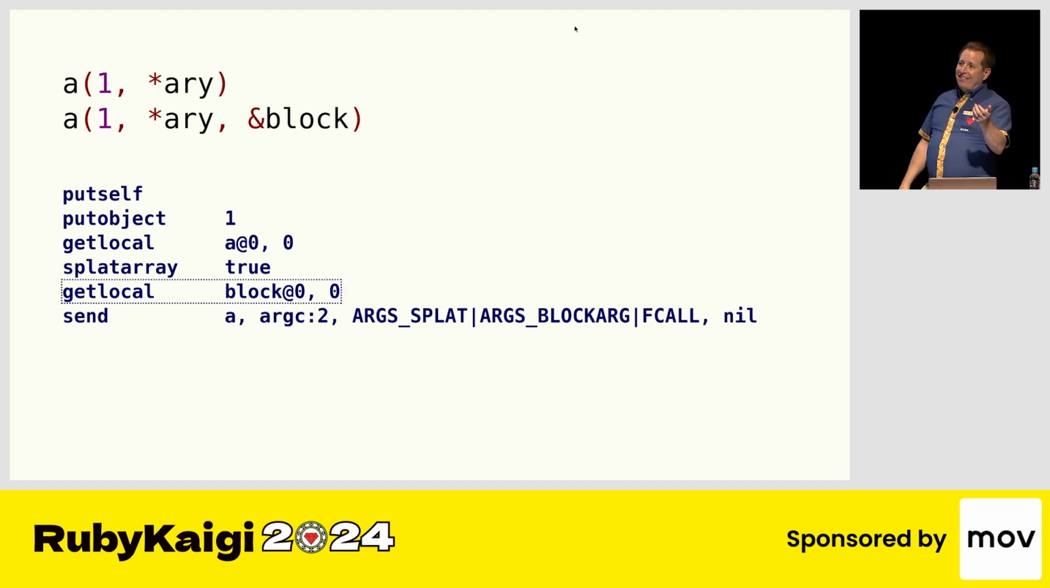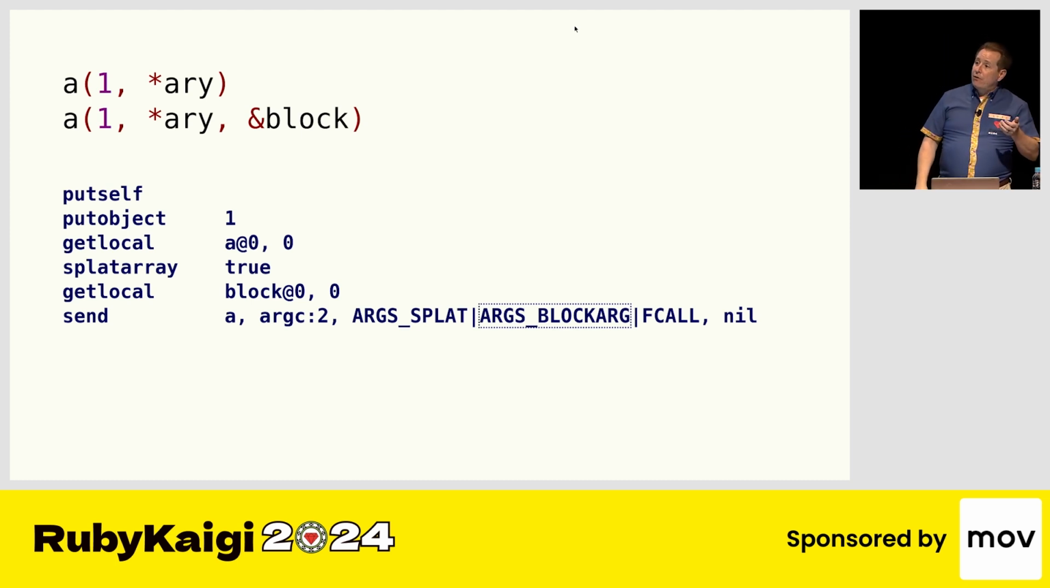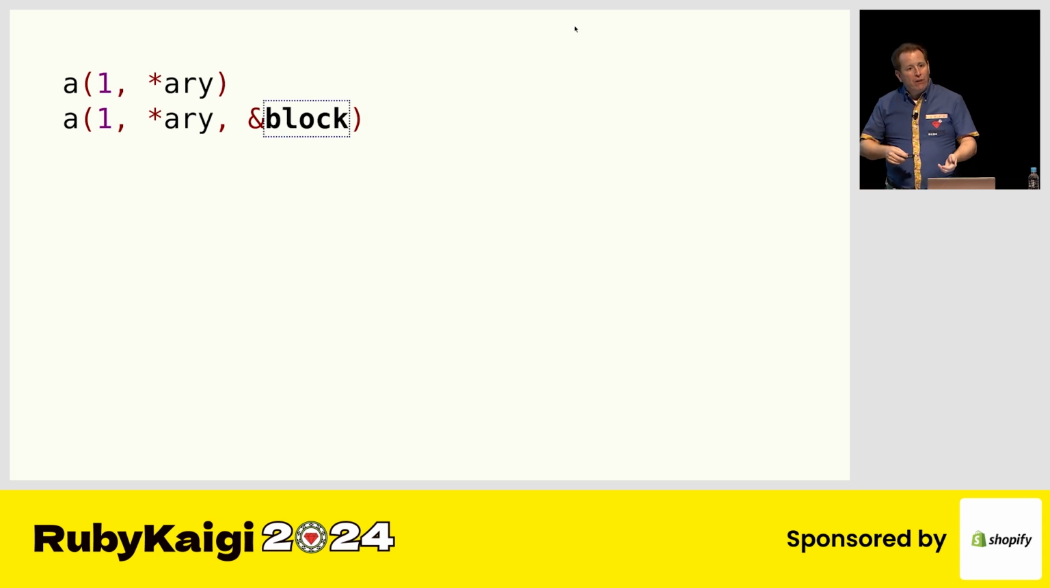Between the splat array and the send instructions, there's an instruction to get the local variable for the block. And when checking the send instruction call info flags, you need to check for the presence of args block arg instead of the absence of the flag. Note that this optimization is only used if block is a local variable or an instance variable. It's not used if block is a method call.